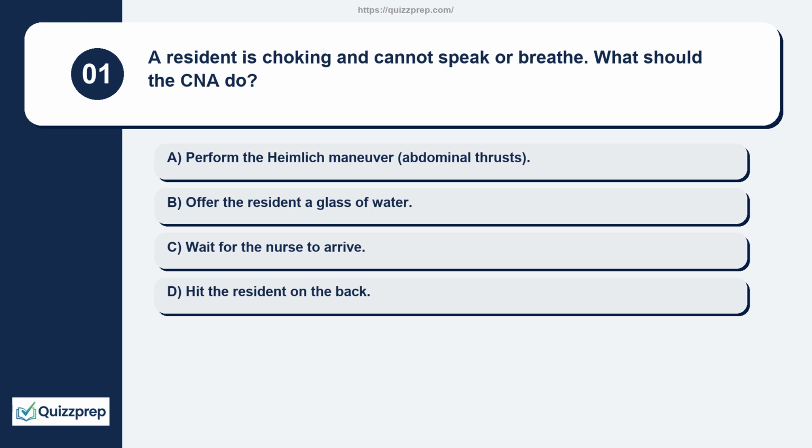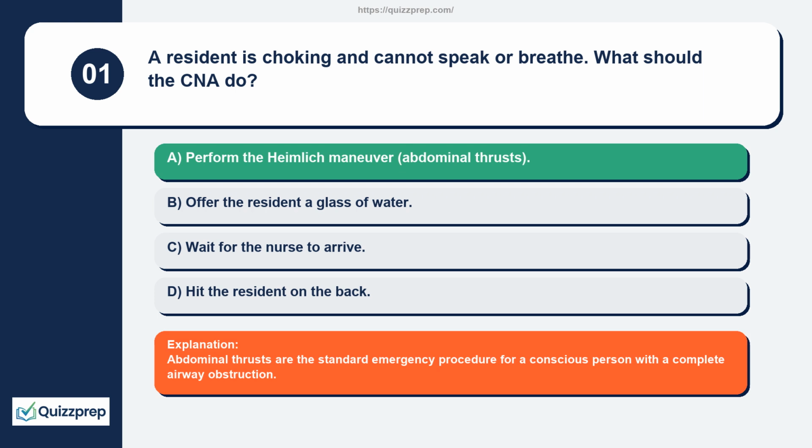Question 1. A resident is choking and cannot speak or breathe. What should the CNA do? Perform the Heimlich maneuver, abdominal thrusts. Offer the resident a glass of water. Wait for the nurse to arrive. Hit the resident on the back. Abdominal thrusts are the standard emergency procedure for a conscious person with a complete airway obstruction.